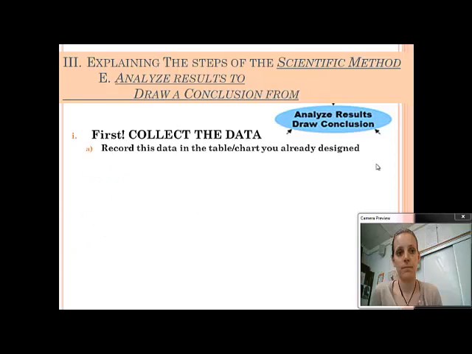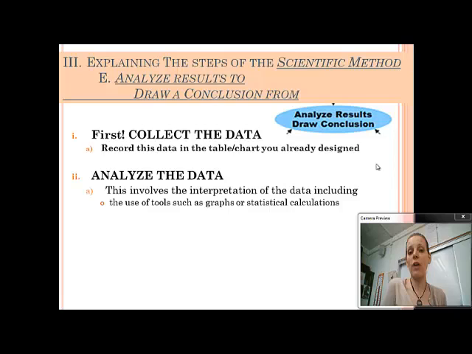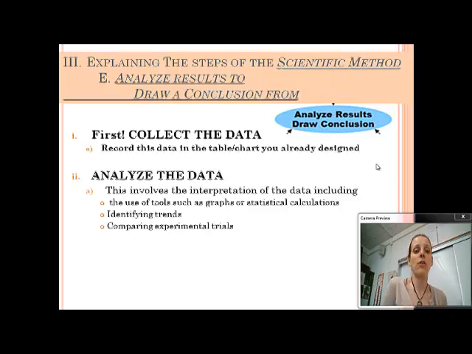All right, so we need to collect data before we can draw conclusions. This data should be recorded in the charts that you have already designed. You need to analyze that data. This involves interpreting the data that you have collected, and you use tools such as graphs or statistical calculations in order to identify any trends. Graphs are a great way to analyze data because it gives you a quick visual snapshot of the data that you've collected. You need to compare the different experimental trials with each other.